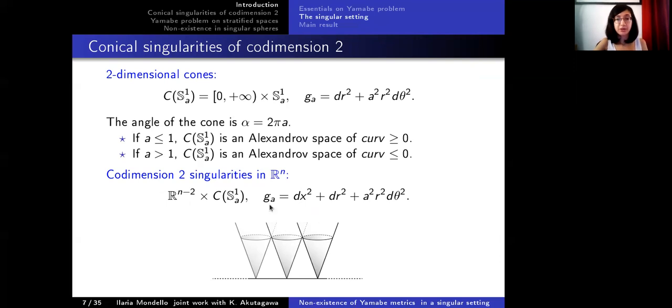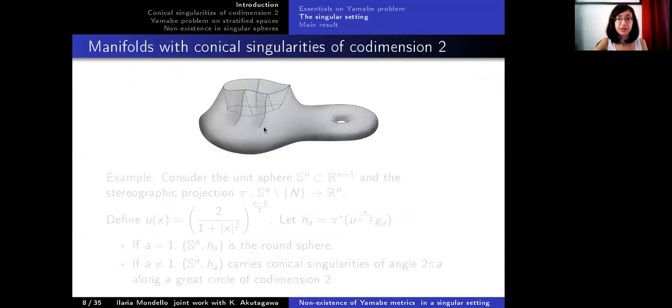So a manifold with conical singularities of codimension 2 will have singularities modeled on this product. So here's a picture, and you need to imagine that this is dimension 3, and this is a curve in the three-dimensional manifold. So here it is a singular curve, and the idea is that at each point here, you will find a neighborhood, a tubular neighborhood of the curve, which is not smooth.